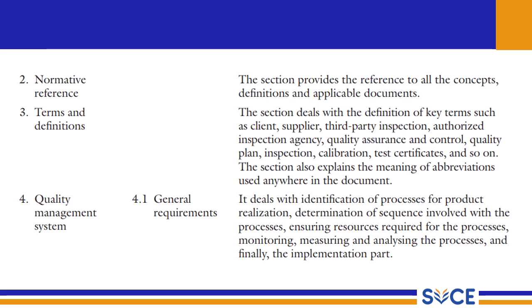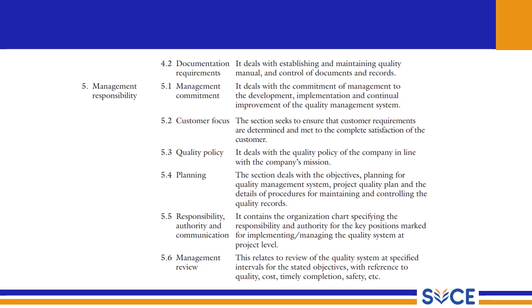Normative reference means reference to all the concepts, definitions, and applicable documents. Terms and definitions deals with the definition of key terms such as client, supplier, third-party inspection agency, quality assurance, control, inspection, calibration, etc. In the quality management system, the general requirements deal with identification of processes for product realization, determination of the sequence involved in the process, measuring and analyzing the process, and finally implementation. So these are the roles of each section.